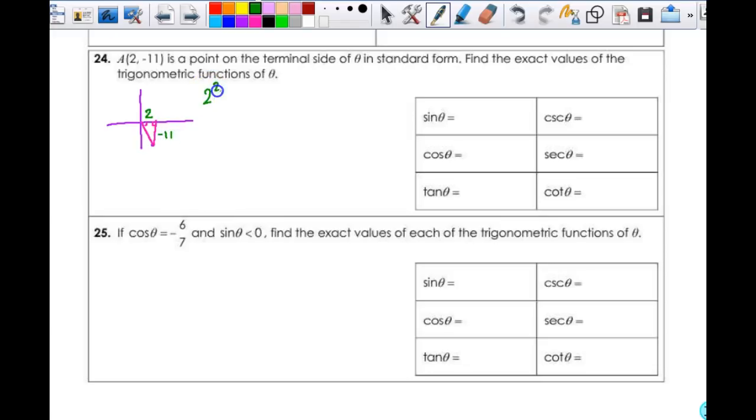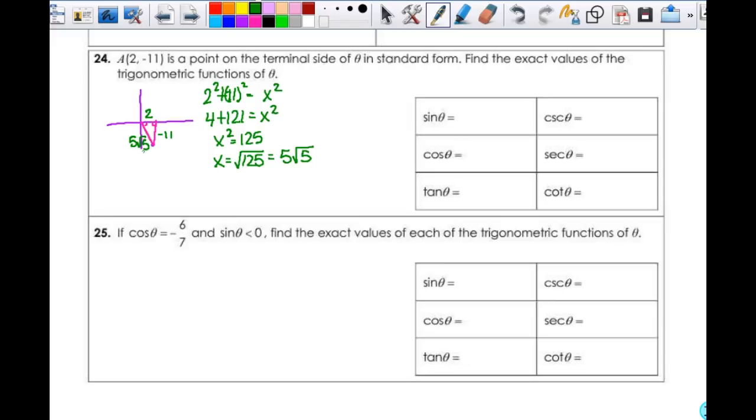So you can do 2 squared plus negative 11 squared equals x squared. So it's going to be 4 plus 121 equals x squared. So x squared equals 125. X equals the square root of 125, which equals 5 square root of 5. So that is my radius here, 5 square root of 5.